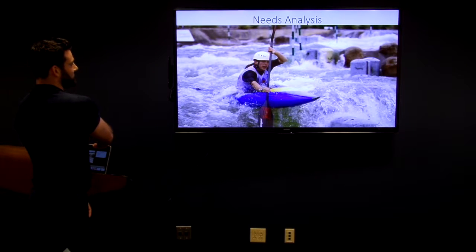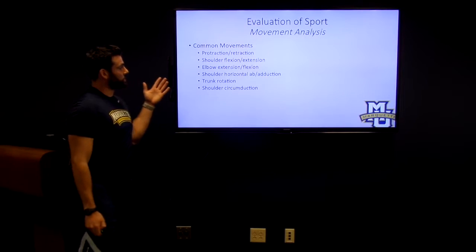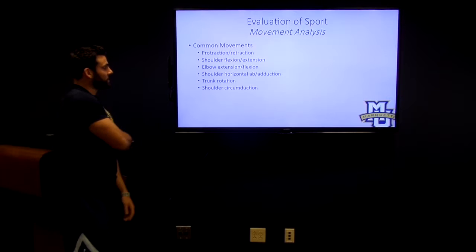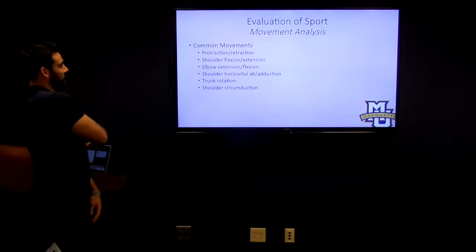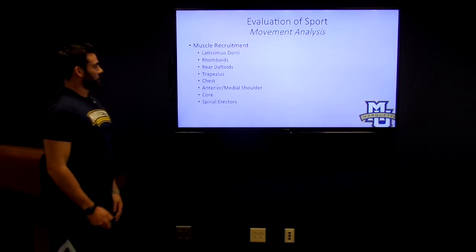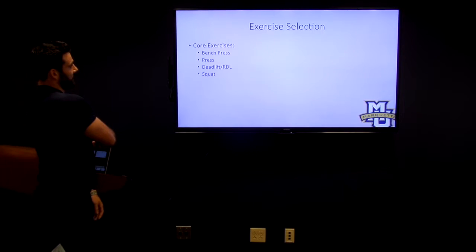Brings us to our needs analysis portion. So here are some common movements associated with canoe slalom, such as protraction and retraction. So based on these movements, we can then identify what muscles are going to be recruited, such as the lats, rhomboids, rear delts. So once we know what muscles are being recruited, that's when we do our exercise selection.